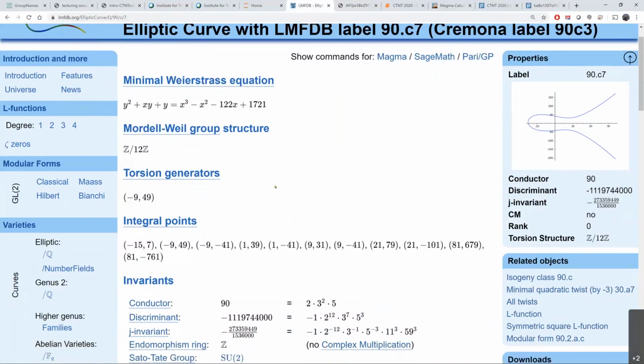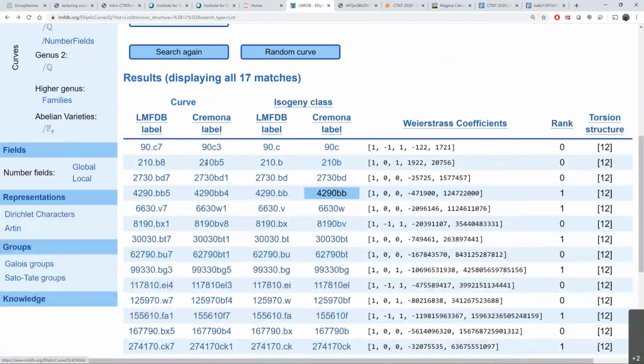All right. So here's an elliptic curve with Z mod 12 as its group. And that is the smallest one, the one with the smallest conductor in the tables.